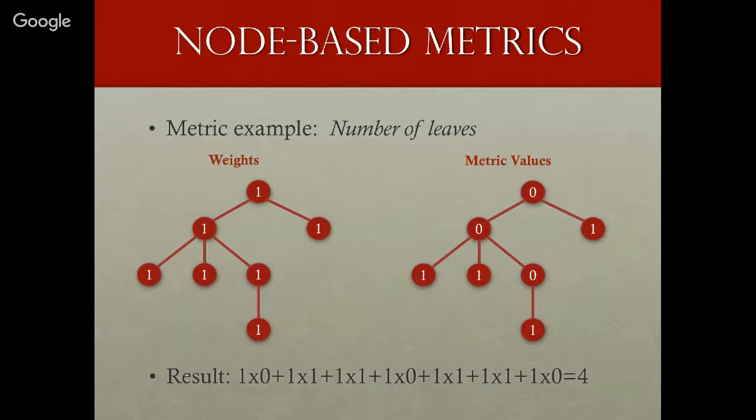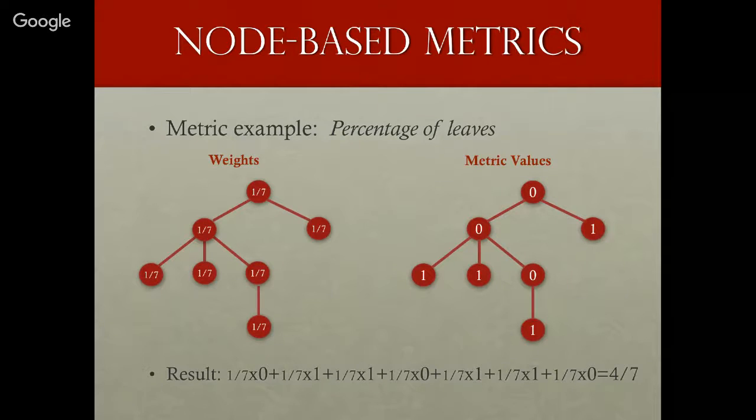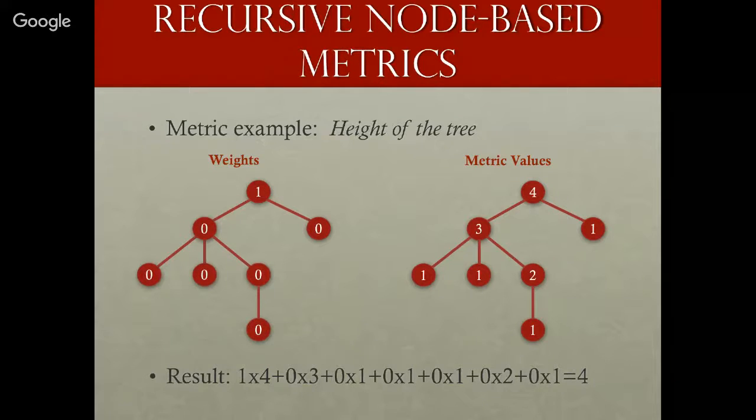Number of leaves. Again, same thing. The weight, I set it to keep it similar as 1 for every node, but the metric value is 0 for the nodes that are not leaves and 1 for the nodes that are. Percentage of leaves, same calculation divided by the number of words. Now, these are simple metrics.